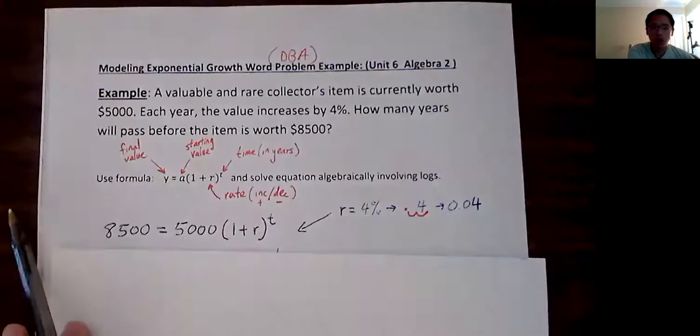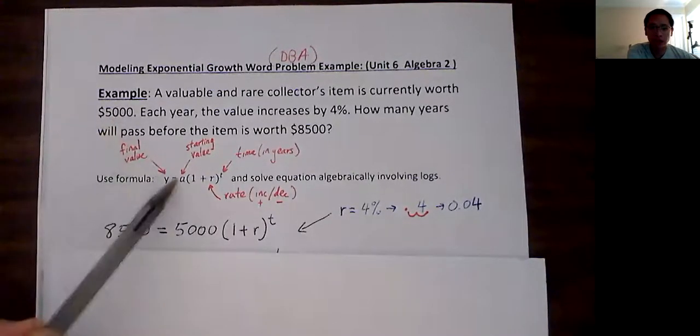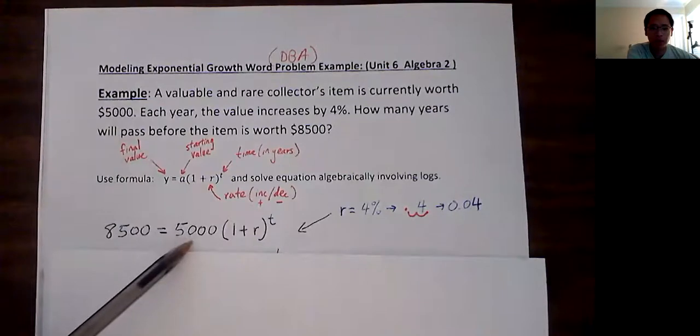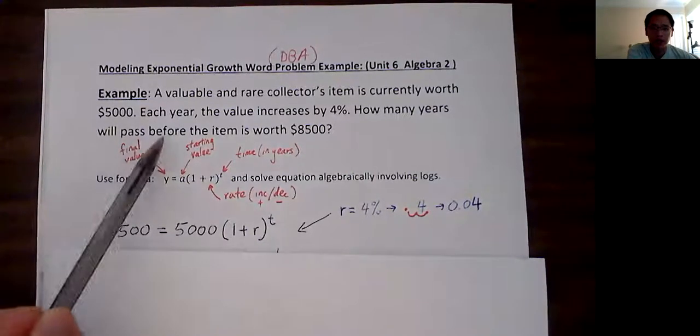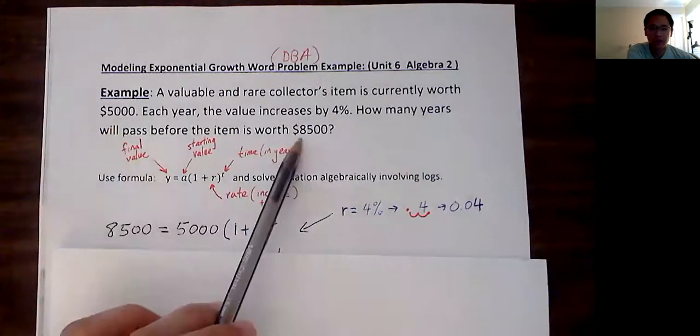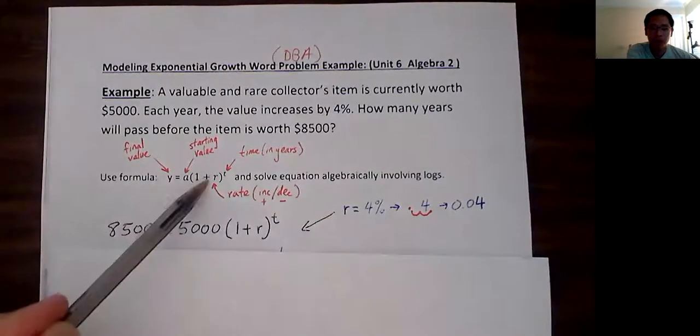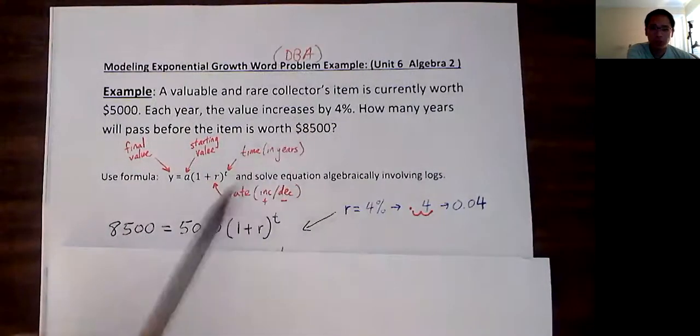All right, so the initial value is $5,000, so that's going to go in for the variable a. The final value is $8,500, right? It goes from 5,000 to 8,500, so that's going to be the ending value. R is going to be 4%, but there's one thing we need to do.